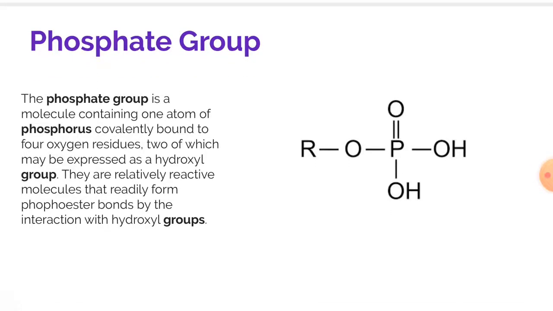Then the next component is the phosphate group. Now this phosphate group is a molecule containing one atom of phosphorus covalently bound to four oxygen residues, two of which may be expressed as hydroxyl groups. They are relatively reactive molecules that readily form phosphoester bonds by interaction with hydroxyl groups.